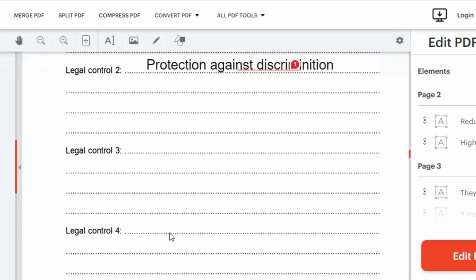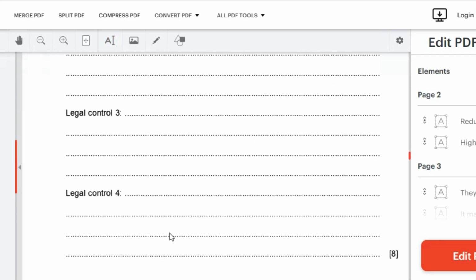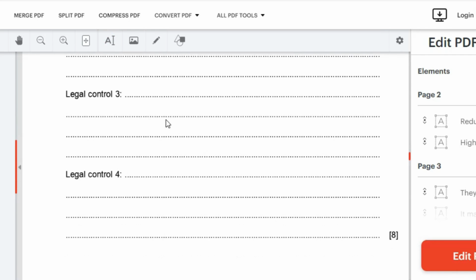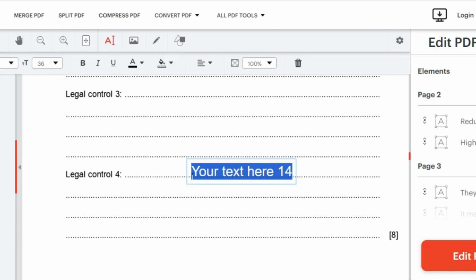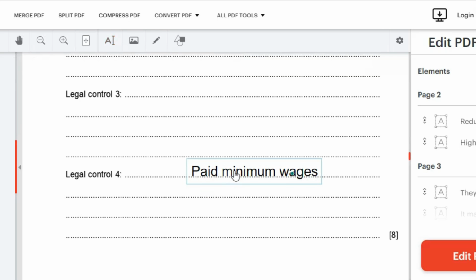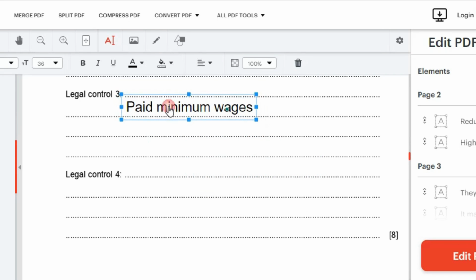Now, moving to legal control 3, we also have paying minimum wages according to the law. Let us type this out also. Paid minimum wages. Legal minimum wages can also prevent strong employers from exploiting their workers. Now let us drag this to legal control 3.